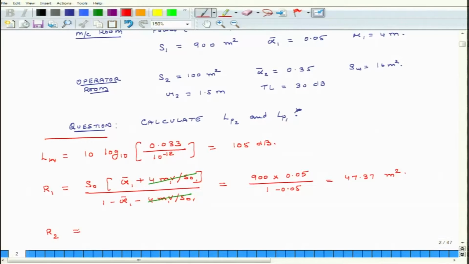and then R2 equals S2 times alpha 2 divided by 1 minus alpha 2. So, once again, when I am computing the room constant for the second room, there also I am ignoring the contribution of air. So, that is equal to 100 times 0.35 divided by 1 minus 0.35, and that is equal to 53.85.